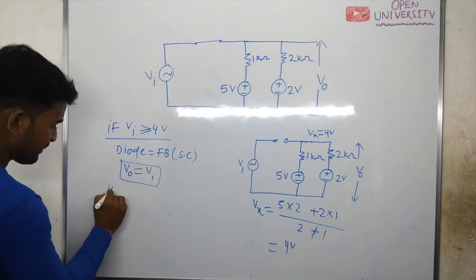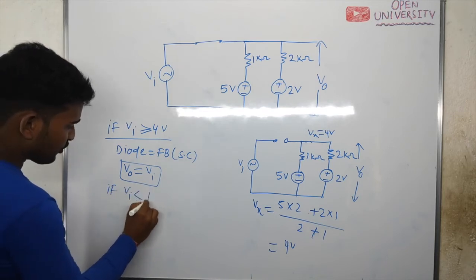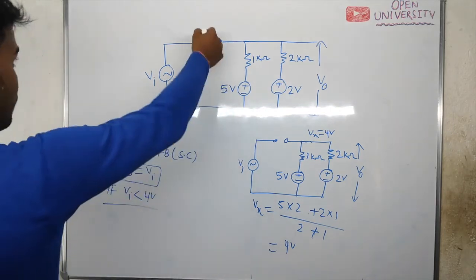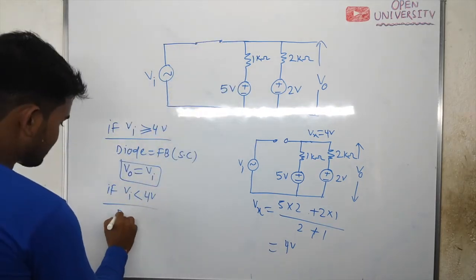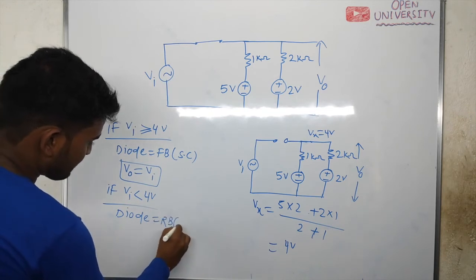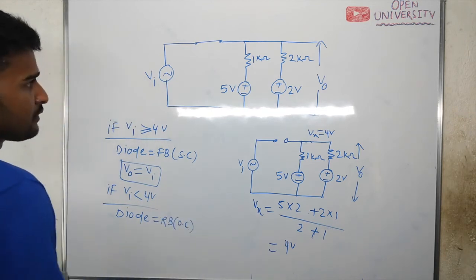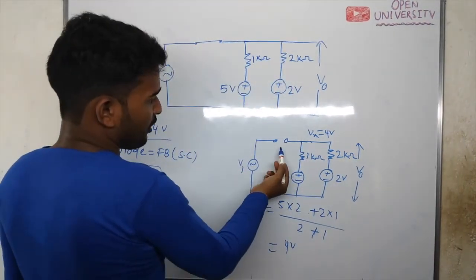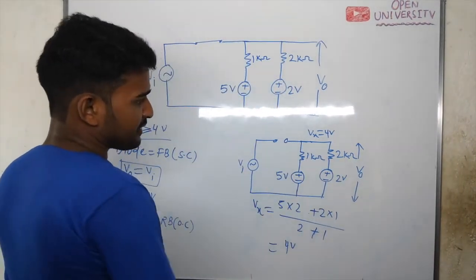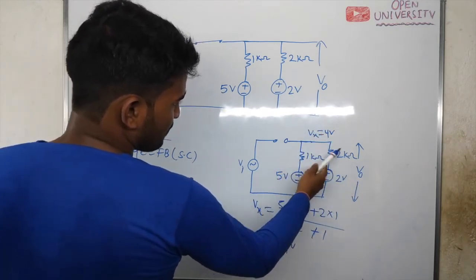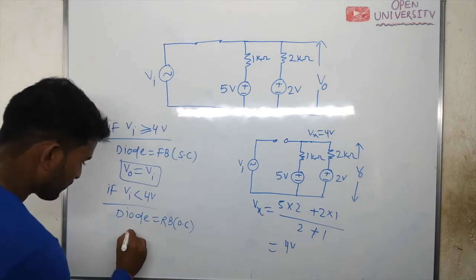And if Vi is less than 4 volt, then what happens? Your normal diode will be off. The diode becomes reverse biased, and it will be considered as an open circuit. Then what will be the output voltage? If you assume this diode off, what is the voltage available at this point? 4 volt. So V0 will be equal to 4 volt.